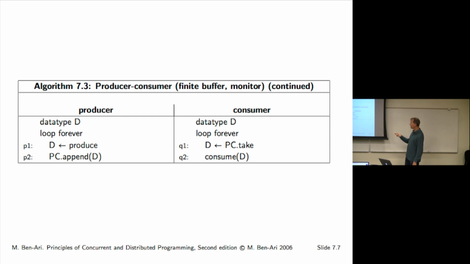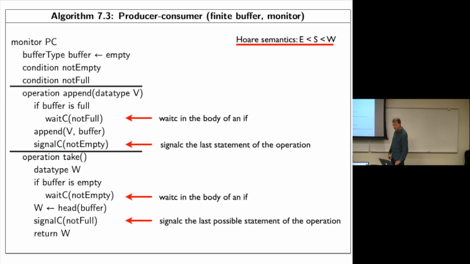And then what does the consumer do? Loops forever, and what does the consumer do? D gets pc.take. So notice that pc.take is a function that returns a value, it's not void. Okay, so D gets that, and then the consumer does whatever the consumer wants to do with that data. So see how easy the main program is? Everything's all consolidated into the producer-consumer monitor.